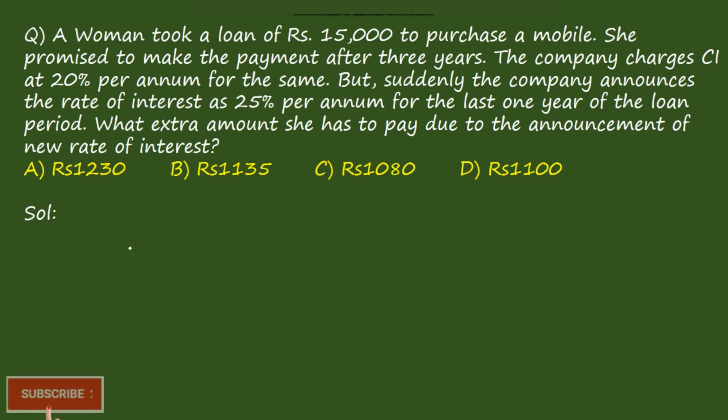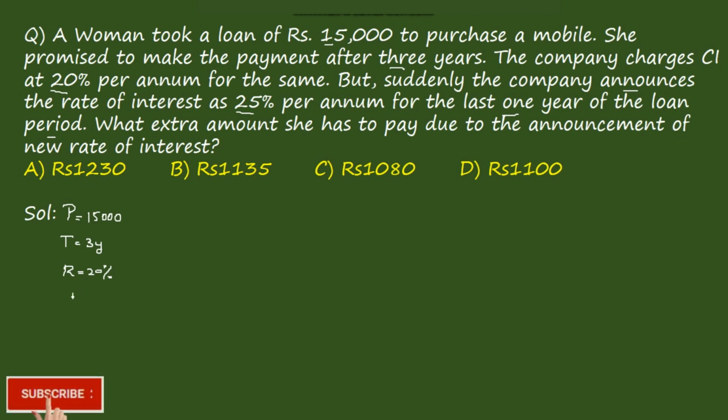First, to understand the question. They're saying that woman took a loan of rupees 15,000 to purchase a mobile. So rightly they have given the principal is equal to 15,000. Again they are saying she promised to make a payment after 3 years. So time taken is nothing but 3 years, right? Again they are saying the company charged compound interest at 20% per annum for the same. So here rate is given as 20%, right? Again they are saying but suddenly the company announces the rate of interest as 25% per annum for the last 1 year of the loan period, right?